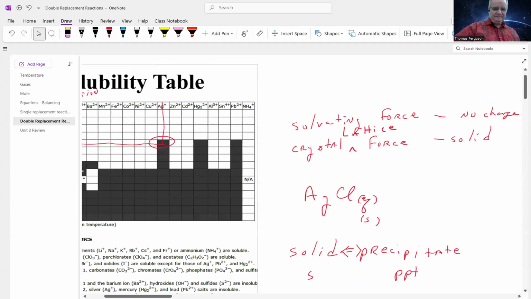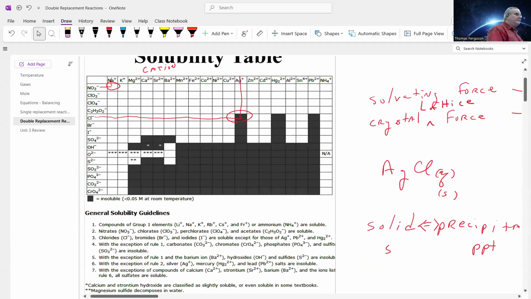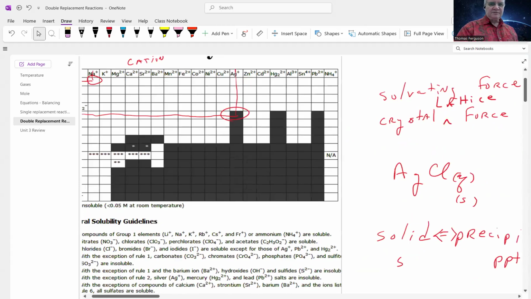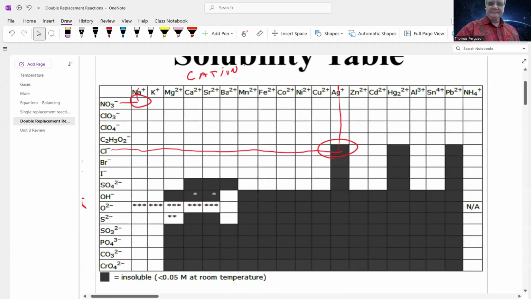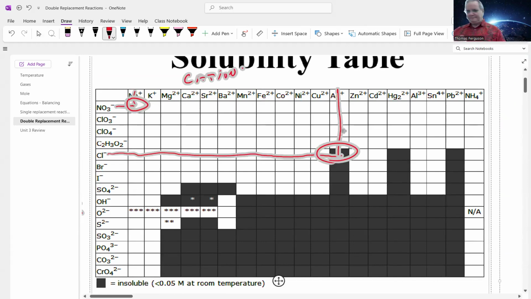And this table is based upon these rules below. Now, let's look at this table more closely. Notice we have chloride and silver. And when they cross, it's black. That means when you add silver ion and a chloride ion together, you'll get a white solid. Now, that's a classic test for chloride present.